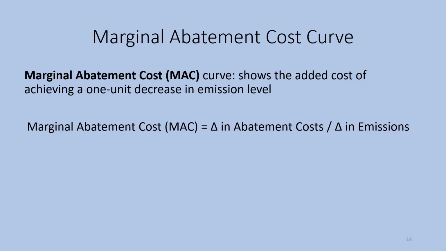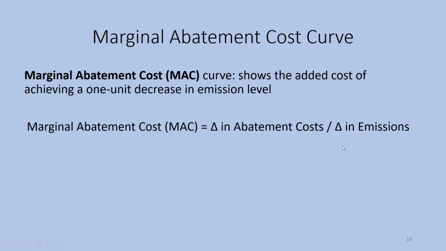Right, now our marginal abatement cost curve shows the added cost of achieving a 1 unit decrease in emission level, or again, if you're talking about those ambient concentrations, it's a 1 unit decrease in the ambient concentration in the environment. So our marginal abatement cost can be calculated as the change in abatement cost divided by, again, the change in emissions, being the emissions that we are reducing.